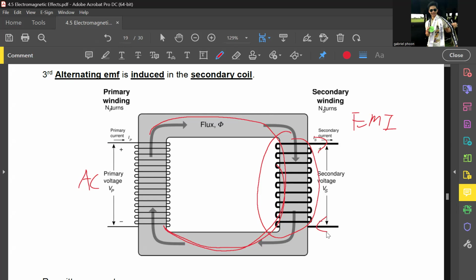The field cuts the coil in this scenario. This magnetic field will cut through this coil in this scenario. It's different from this scenario. This one is an AC generator. This is the coil cutting through the magnetic field.